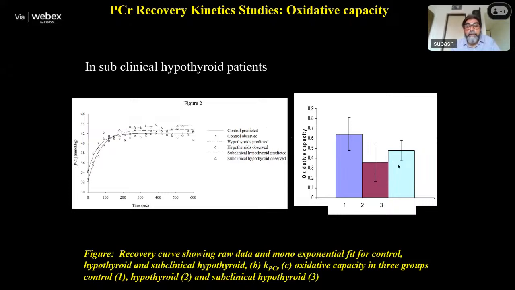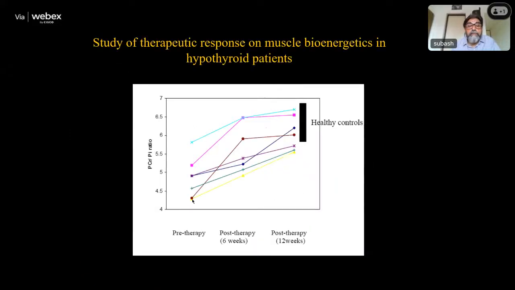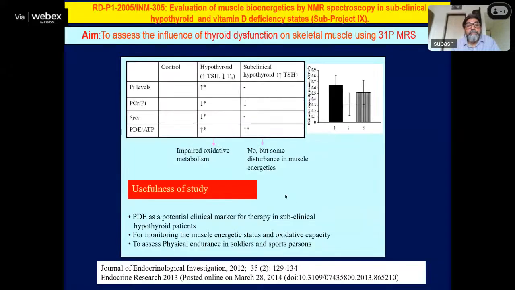And then if you look at this, this is the response to therapy. When these hypothyroid patients had a lower PCr/Pi ratio pre-therapy, you can see these are the values. And when they were given 6 weeks of therapy, you see their PCr/Pi ratio was recovering considerably. And then after 12 weeks of therapy, they all came almost in the healthy control range. So this shows how they are responding to the medication by P31 spectroscopy.